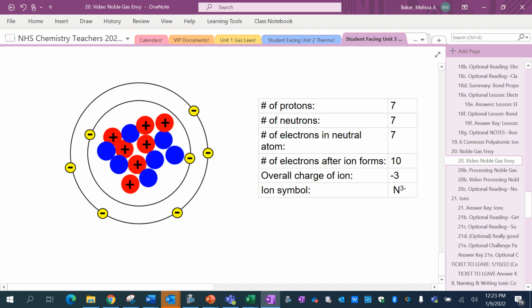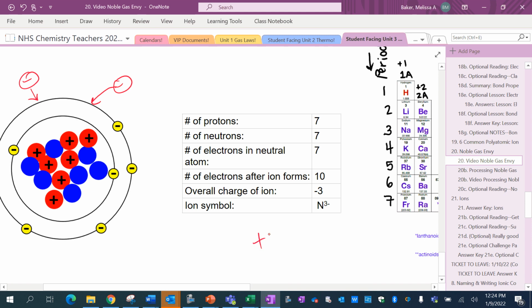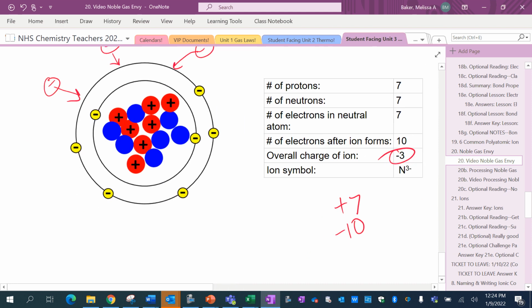Here's another one. This element has 7 protons, it's nitrogen, 7 neutrons, 7 electrons, but it wants to gain 3 more so that it has 8 in its outermost shell. So if it has 7 positives and 10 negatives, the negatives are winning by 3, and it will have a −3 charge.